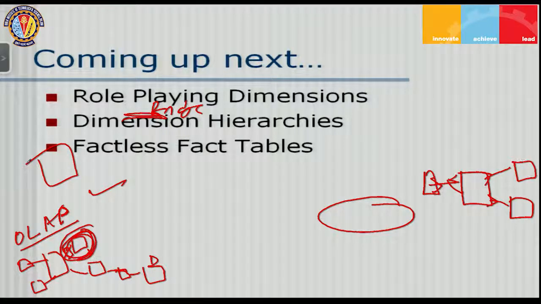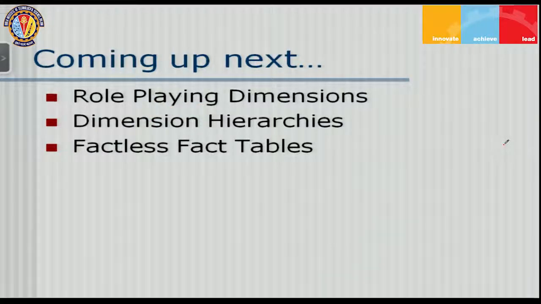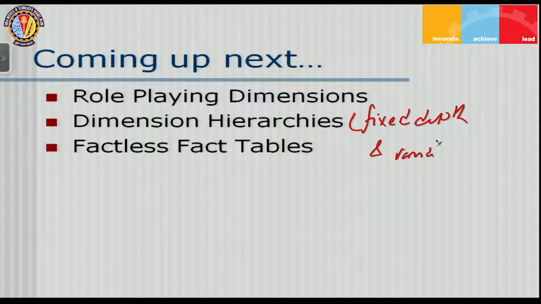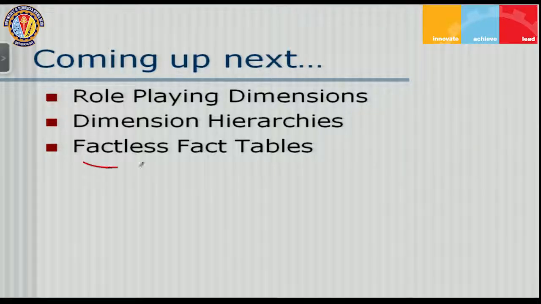So in the next few lectures I'm going to talk about role-playing dimensions and dimension hierarchies. Here there are two kinds of hierarchies: fixed depth and variable depth. Then we have factless fact tables, and we have role-playing dimensions. So these are the things that are going to come up.